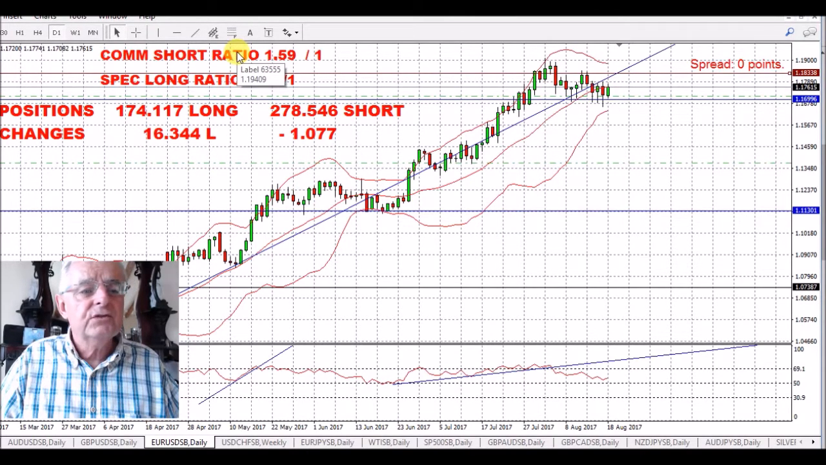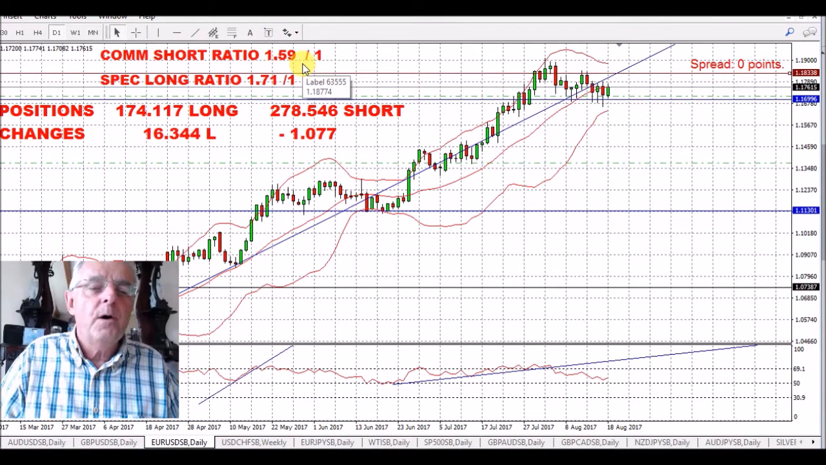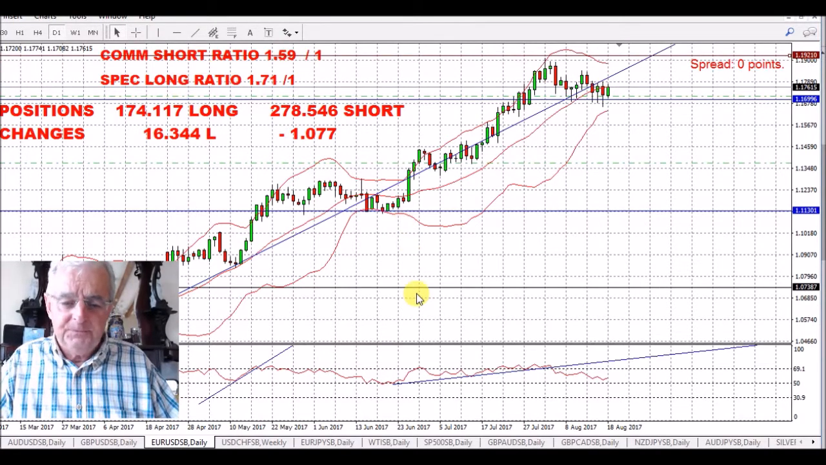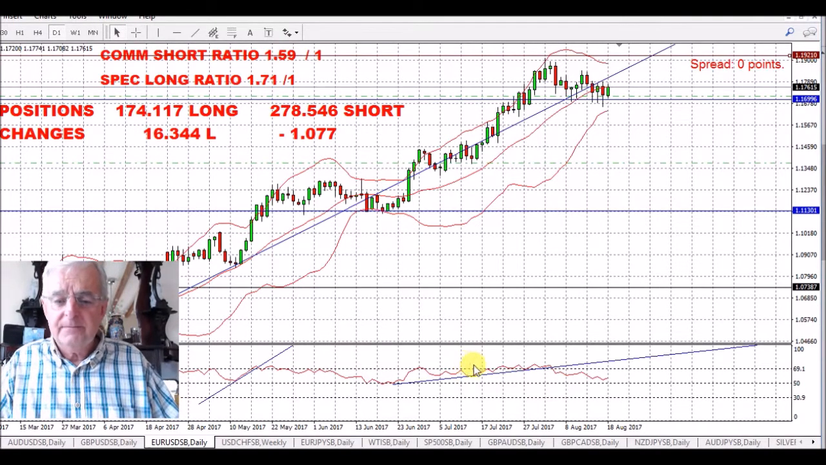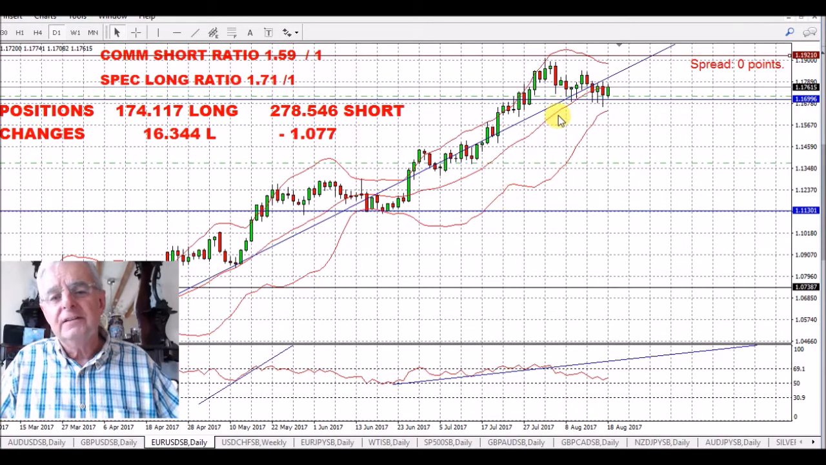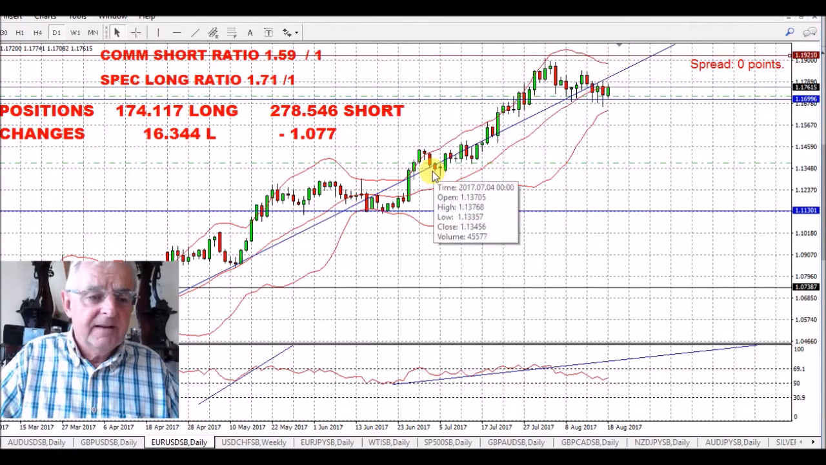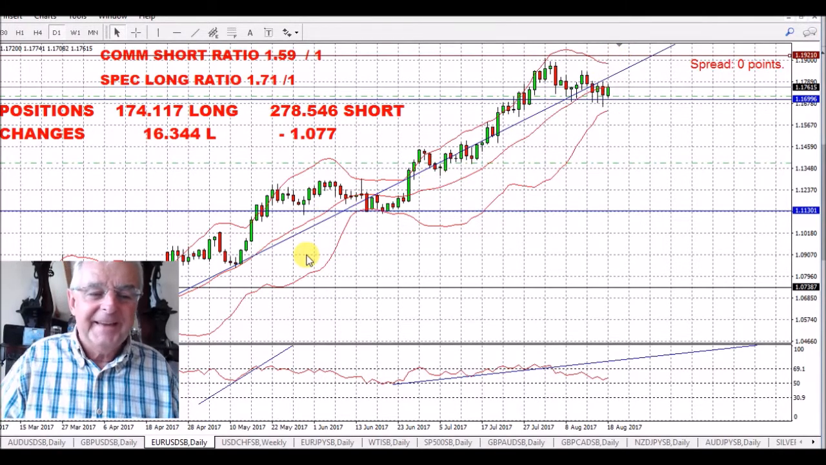We've got a commercial short ratio of 1.59 even to 1. So we'll see what happens, but I feel any pullback back up to this resistance up here is a sell, and that's what I'll be doing next week, and having a little bit more fun.